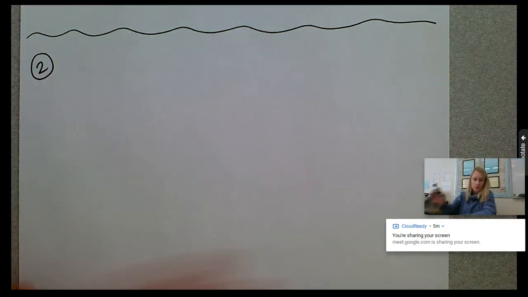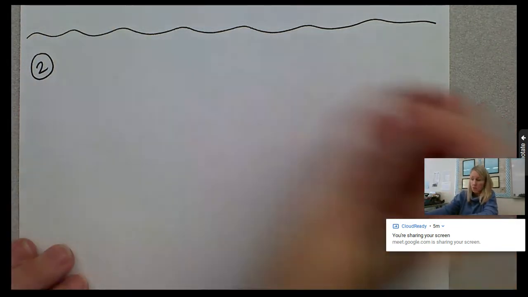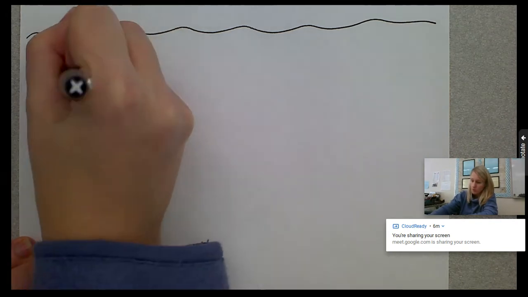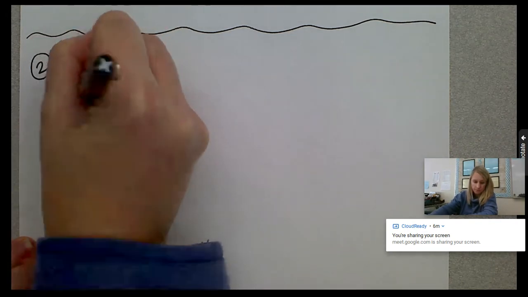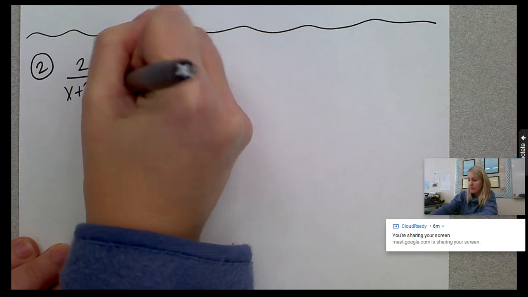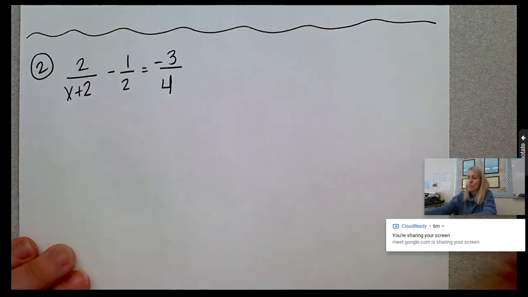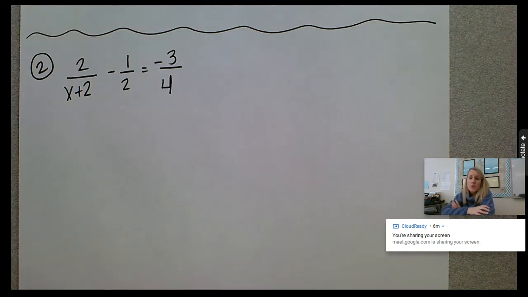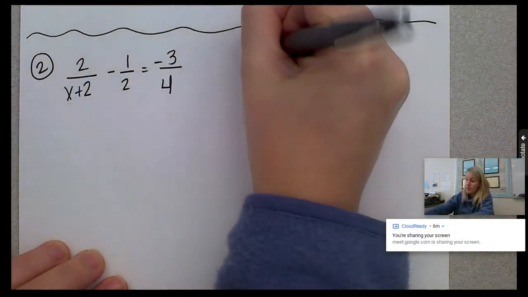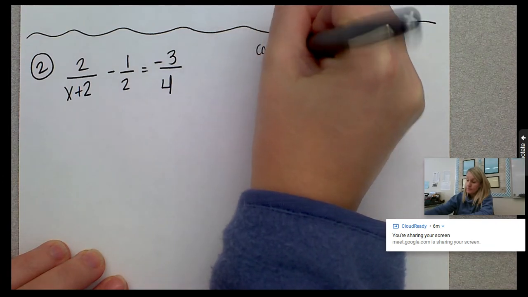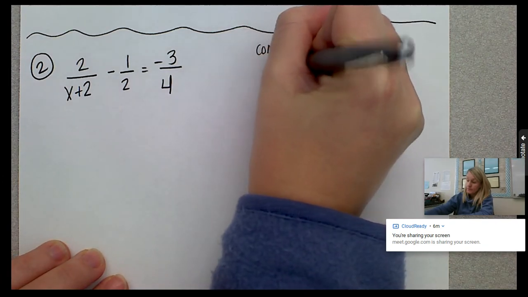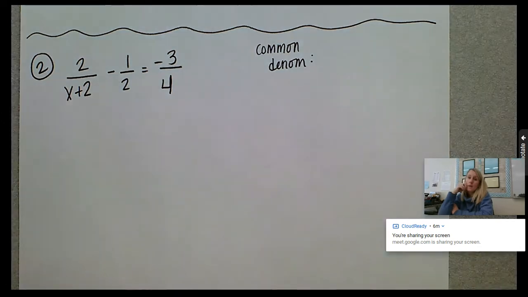Okay. So for number 2, same idea, we're going to start with a rational equation. So we have 2 over x plus 2 minus 1/2 equals negative 3 over 4. So my first step, it's going to be my first step every time, is find the common denominator. And we'll go from there.